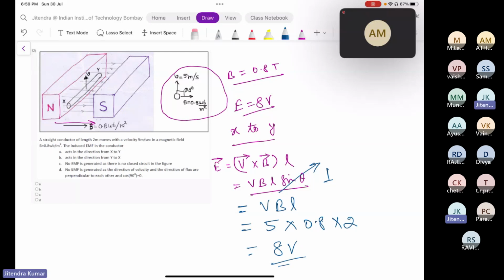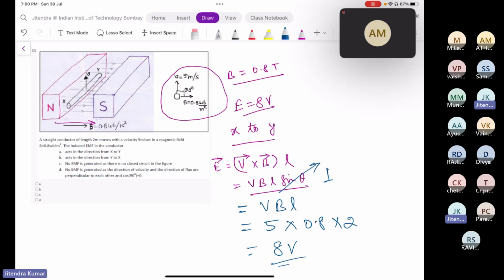And if force is towards X direction, it acts in the direction of movement of the conductor, from Y to X, right? Sorry, you are saying X to Y. Yes, sir. Okay, let me place my hand once again. I am also getting confused.